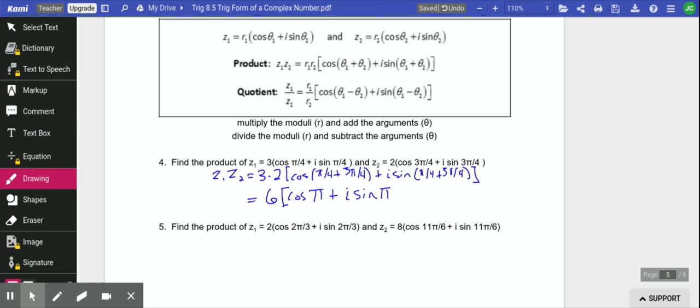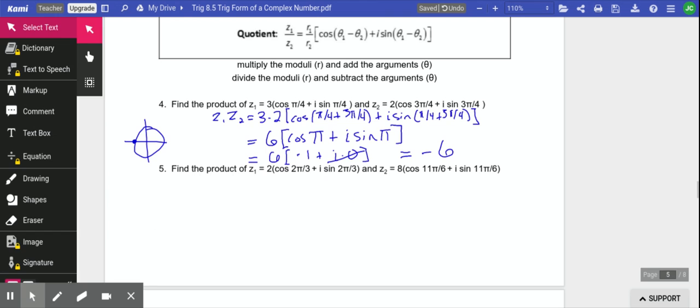We can evaluate this. We're not quite done yet because those are great numbers. Now, if you were asked to leave this in trig form, this would be your answer, but we can actually go a little bit further with this. So the cosine of pi, if you think about your unit circle, we're over here. Cosine of pi is -1. Sine of pi is 0. And I'm running out of space. Obviously, that's just 0. So our final answer is -6. That's kind of fun. Let's try another one of those.